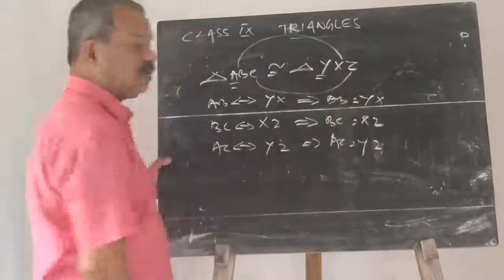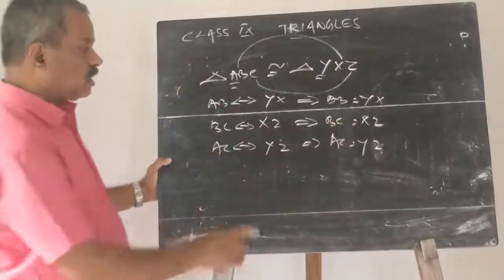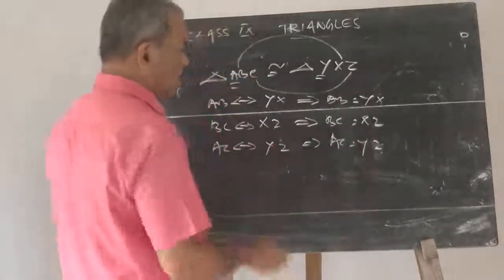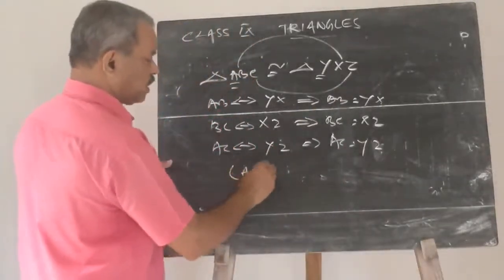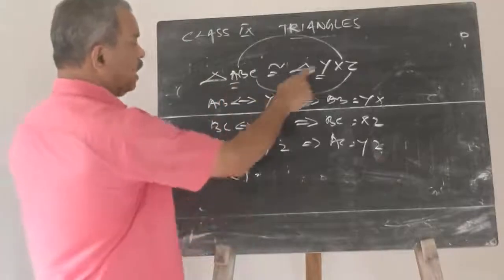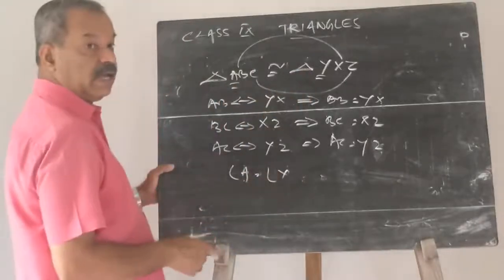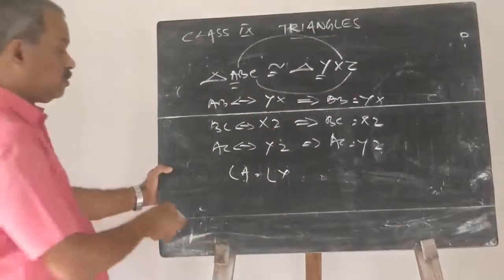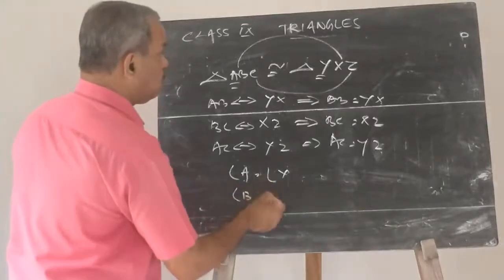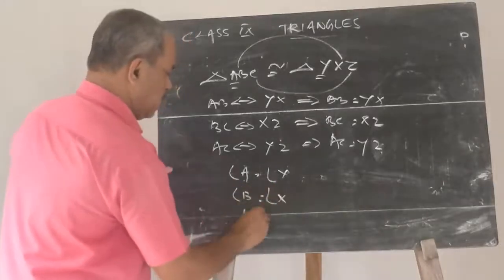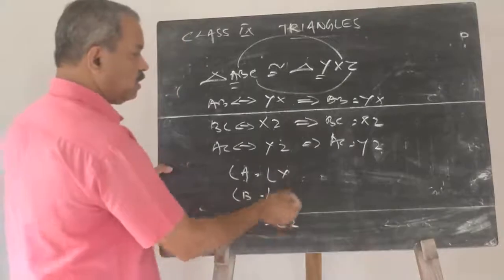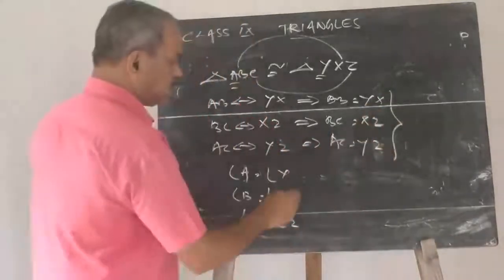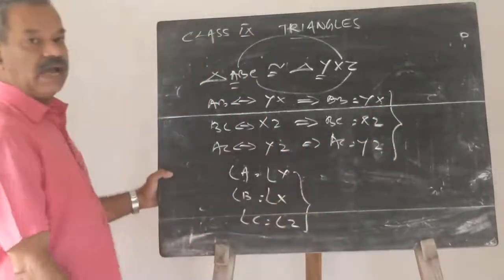BC and XZ are corresponding sides of the congruent triangles. AC and YZ are corresponding sides of the congruent triangles. Angle A equals angle Y. Corresponding angles are congruent. Angle B equals angle X. Angle C equals angle Z. These are corresponding sides and these are corresponding angles.